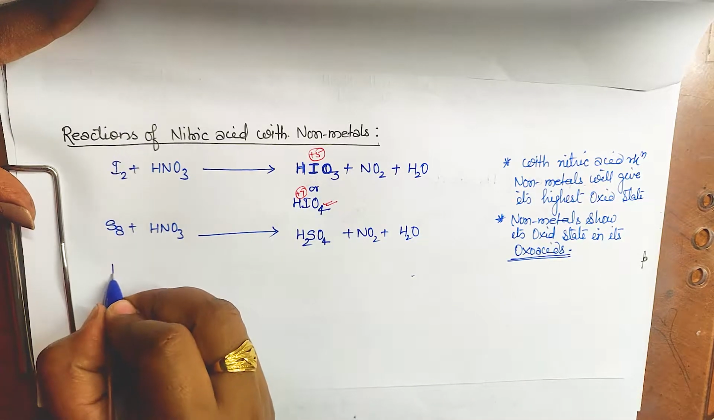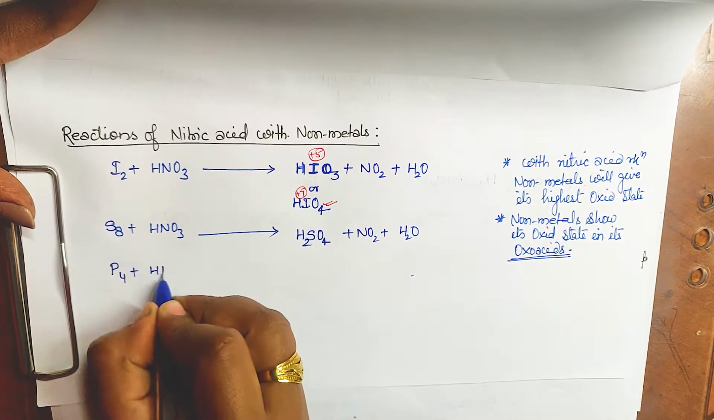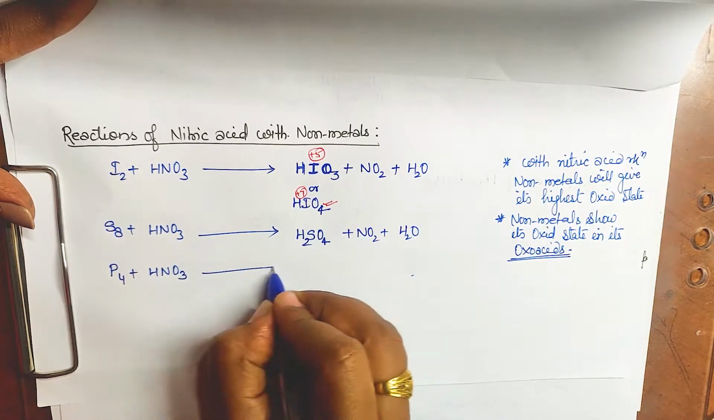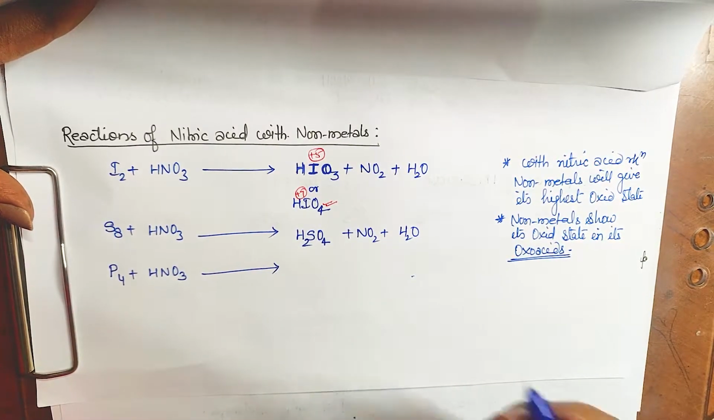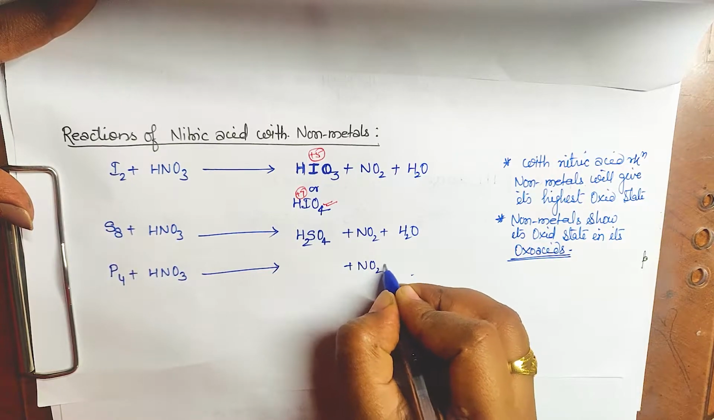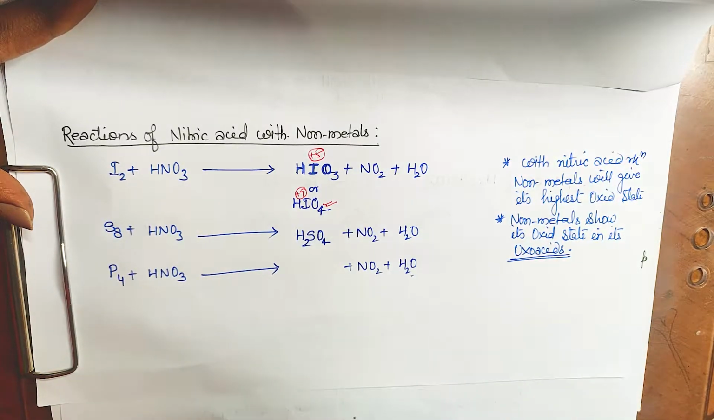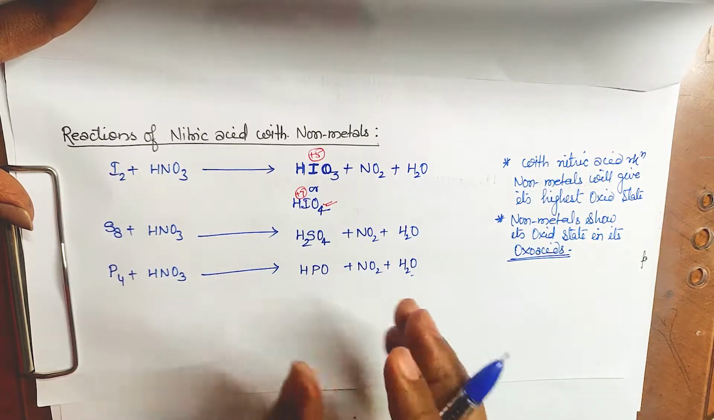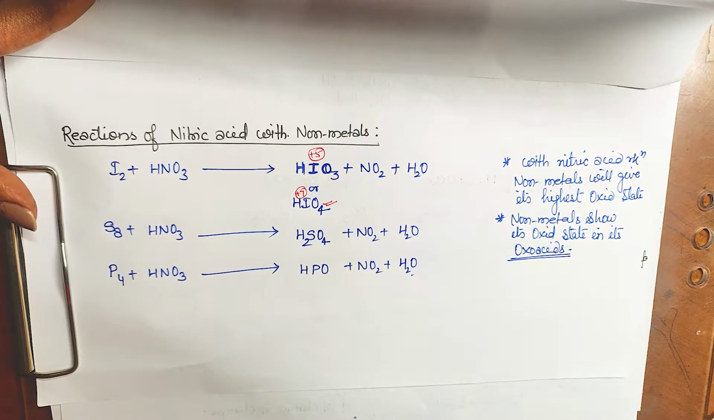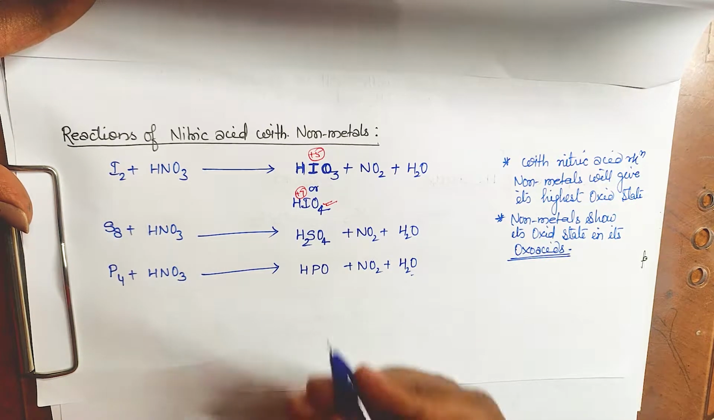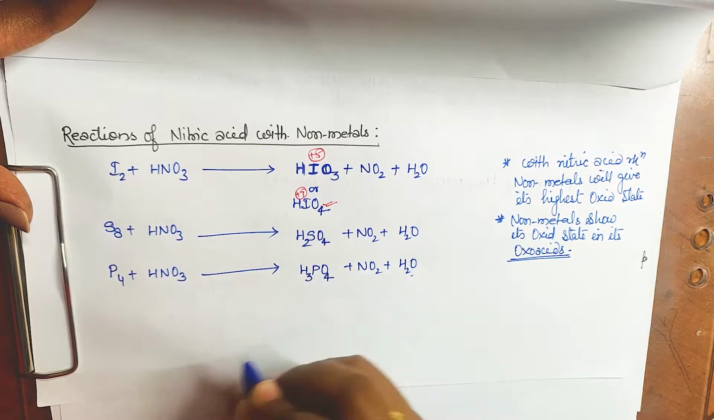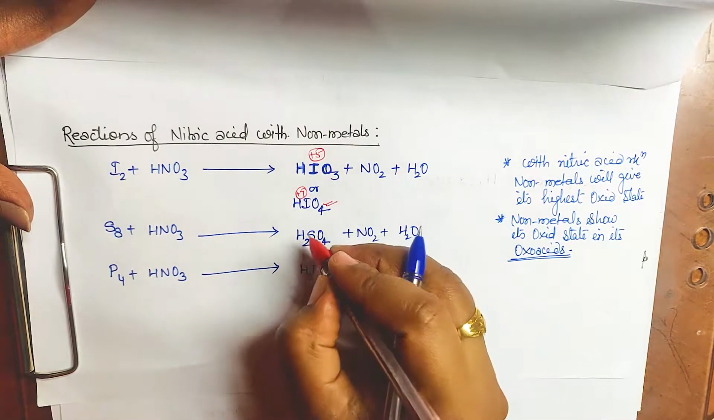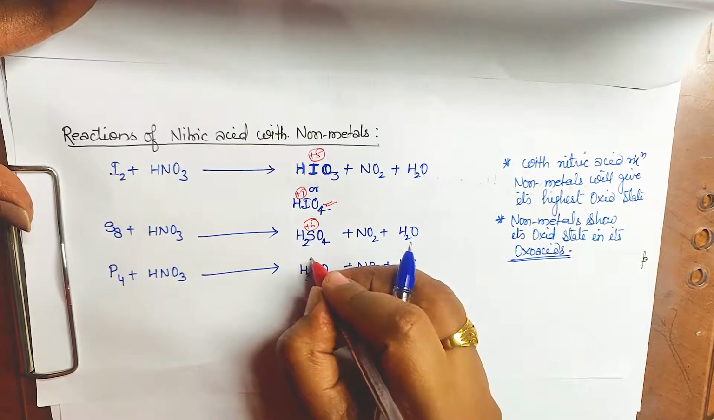Similarly, if I am taking P4 plus HNO3, tell me what it will be. NO2 for sure, H2O for sure, and what next? This is H, P and O. Mix these elements and make a compound where the phosphorus will have the maximum oxidation state, and the maximum oxidation state is +5. So what will be the compound? Tell me fast. Yes, it is H3PO4. You have to think.